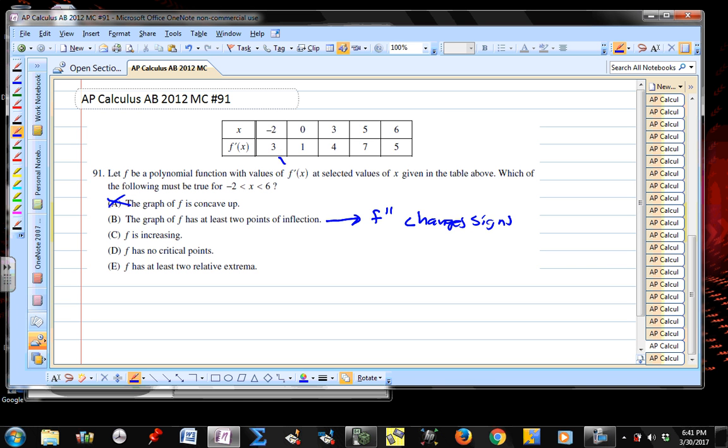f prime decreases from 3 to 1, and then f prime increases from 1 to 4. So there's an inflection point somewhere in there because f prime prime changes signs. And f prime increases from 4 to 7, and then f prime decreases from 7 to 5. Well, if f prime is decreasing, f prime prime is negative. If f prime is increasing, then f prime prime is positive. Therefore, option B is correct.